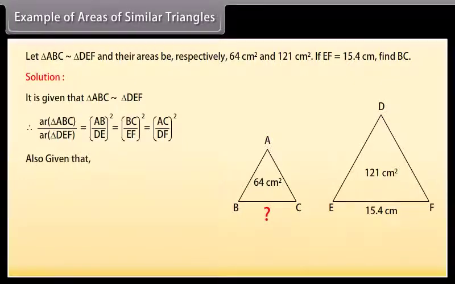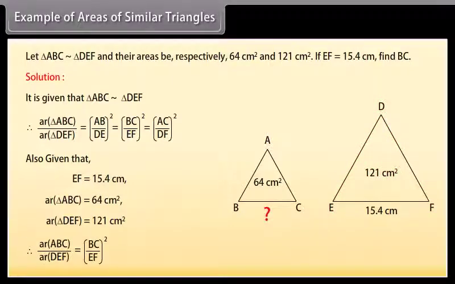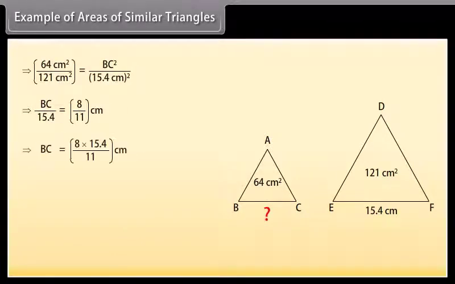Also, given that EF equals 15.4 cm, area of triangle ABC is 64 cm square and area of triangle DEF is 121 cm square. Therefore, area of triangle ABC upon area of triangle DEF is equal to (BC upon EF) whole square. Now, by substituting and calculating the values, we get BC as 11.2 cm.